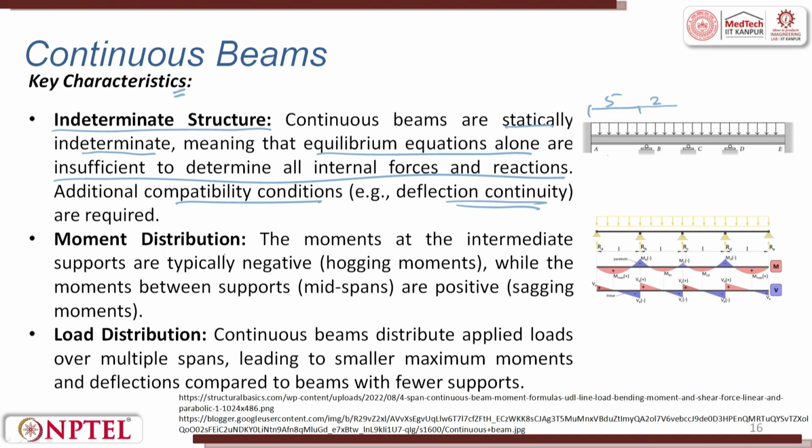Moment distribution. The moments at the intermediate supports are typically negative, while the moments between supports are positive. So here it is hogging moments, while the moments between supports, at midspan, are positive sagging moments. So if you see here, wherever there is a support there is an increase, then again it gets into the negative zone, you go above and then it gets reduced. So moment distribution is also very interesting in conditions like continuous beams.